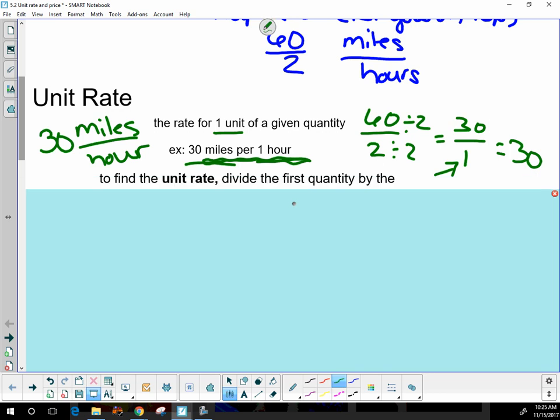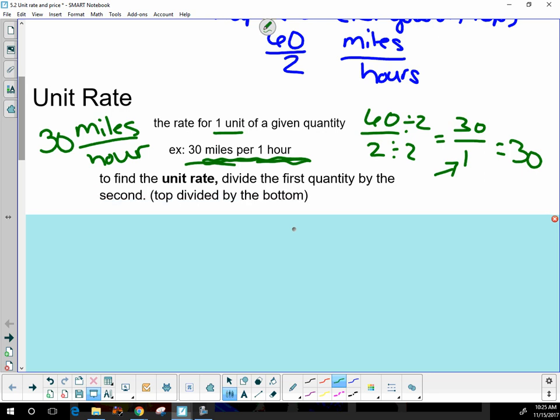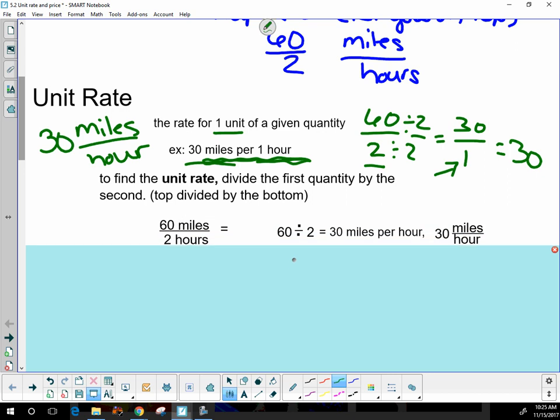So to find the unit rate, divide the first quantity by the second, right? Top divided by bottom, and that's essentially what we did. This is the bottom number, and that's what we divided the top by. Here it is again.